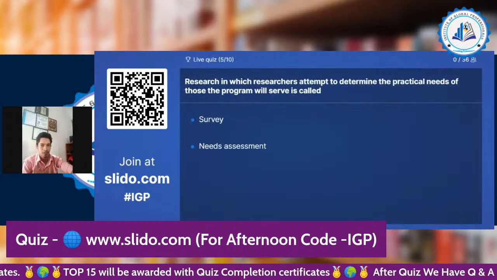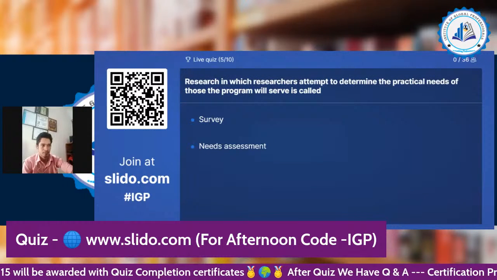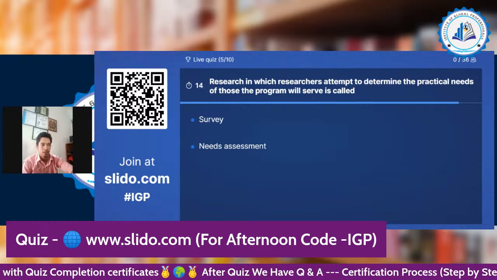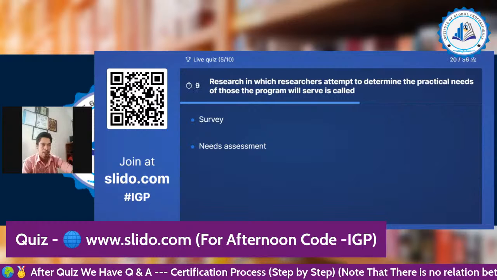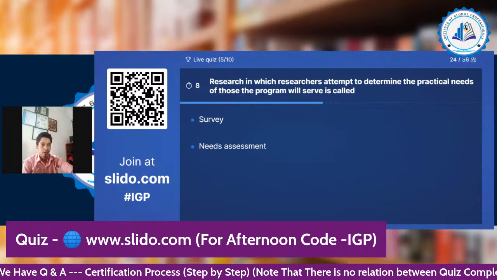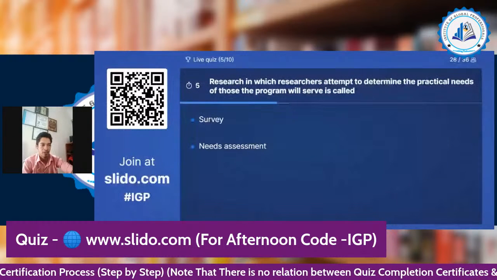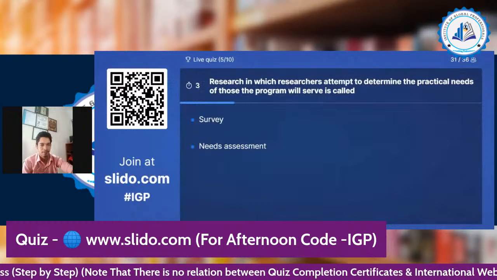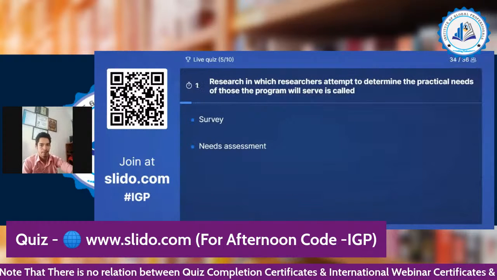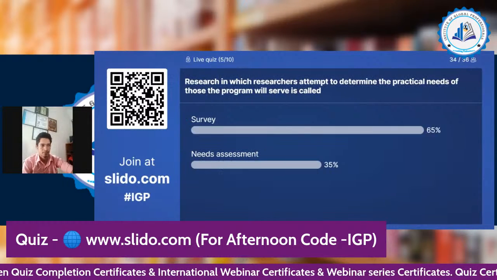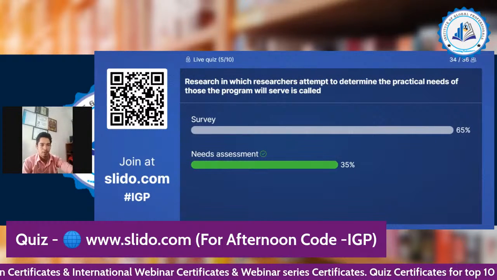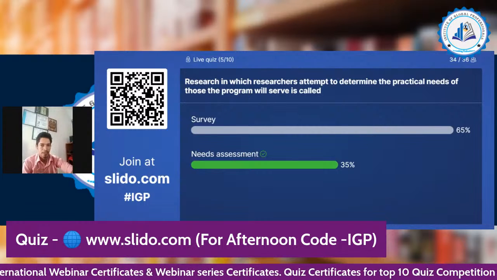Next question is, research in which the researcher attempts to determine the practical needs of those the program serves is called survey or needs assessment? Option number two, needs assessment, is the right answer.